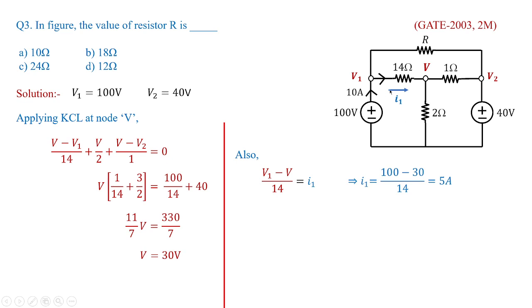Now, it is very easy for us to obtain the value of current which is flowing in R. Why? 10 is incoming, I1 of 5 is outgoing, so naturally I2 would be equivalent to 5 amperes. This is an important point. Now once we get the value of I2 as 5 amperes, we need to also observe that I2 is nothing but (V1 minus V2) by R, that is a branch current. So (100 minus 40) by R equal to 5 amperes, right? So I'll get the value of R, which is nothing but 100 minus 40 is 60 divided by 5 equal to 12 ohms. So option D is the right answer.